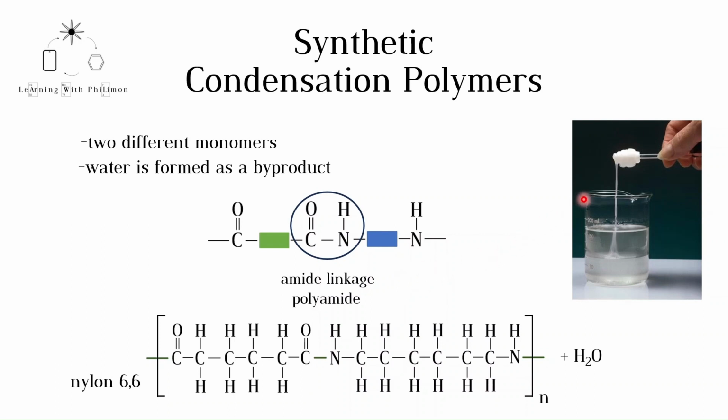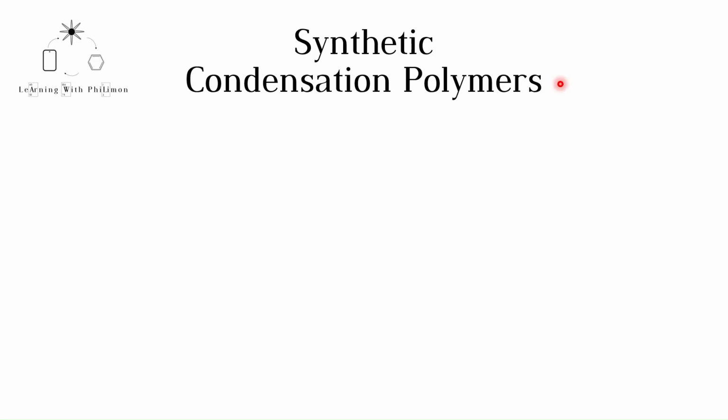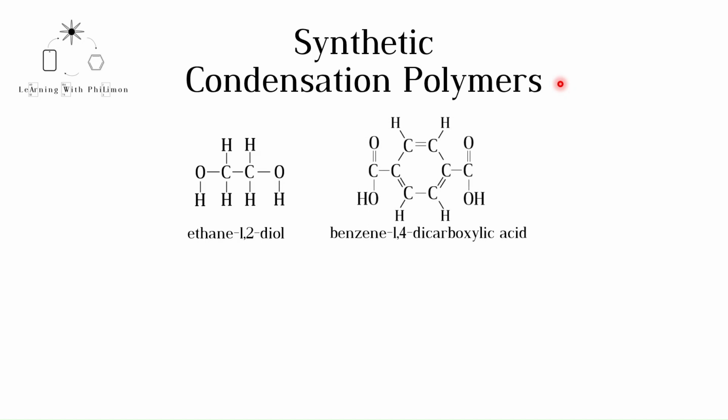Now let's take a look at another synthetic polymer. The synthetic polymer terylene is formed from the following two monomers: ethane 1,2-diol, an alcohol, and benzene 1,4 dicarboxylic acid. For more information on this 6-membered carbon ring, please watch the IB higher level videos.